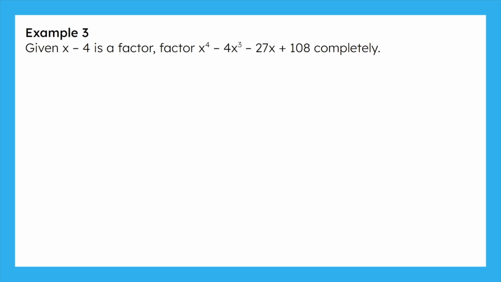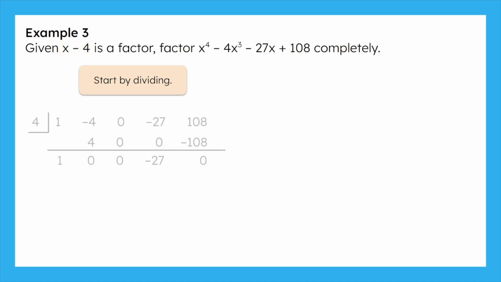Example 3 says, given x minus 4 is a factor, factor x to the fourth minus 4x cubed minus 27x plus 108 completely. How should we get started? Right, we start by dividing. Since this factor, x minus 4, is in x minus c form, you can use synthetic division if you prefer. But no matter which division method we use, we find the quotient x cubed minus 27.